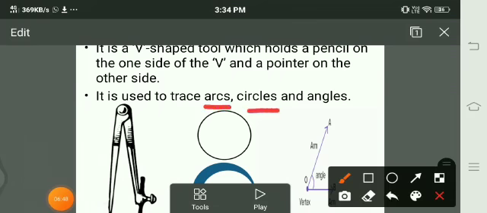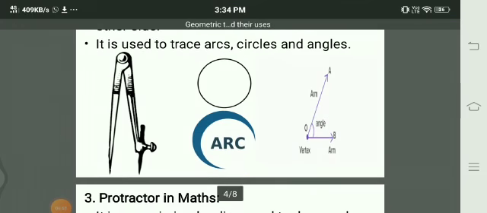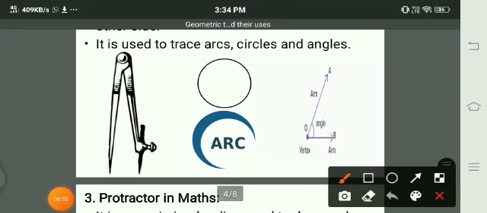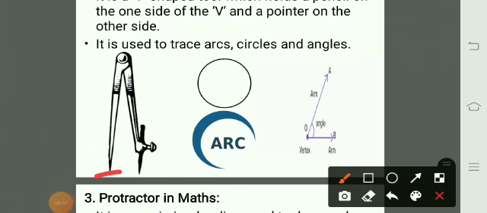arcs, circles and angles. And the second important thing is that one side of the compass is fixed and the other side is used to hold the pencil. It is a very important instrument or tool used in geometry.